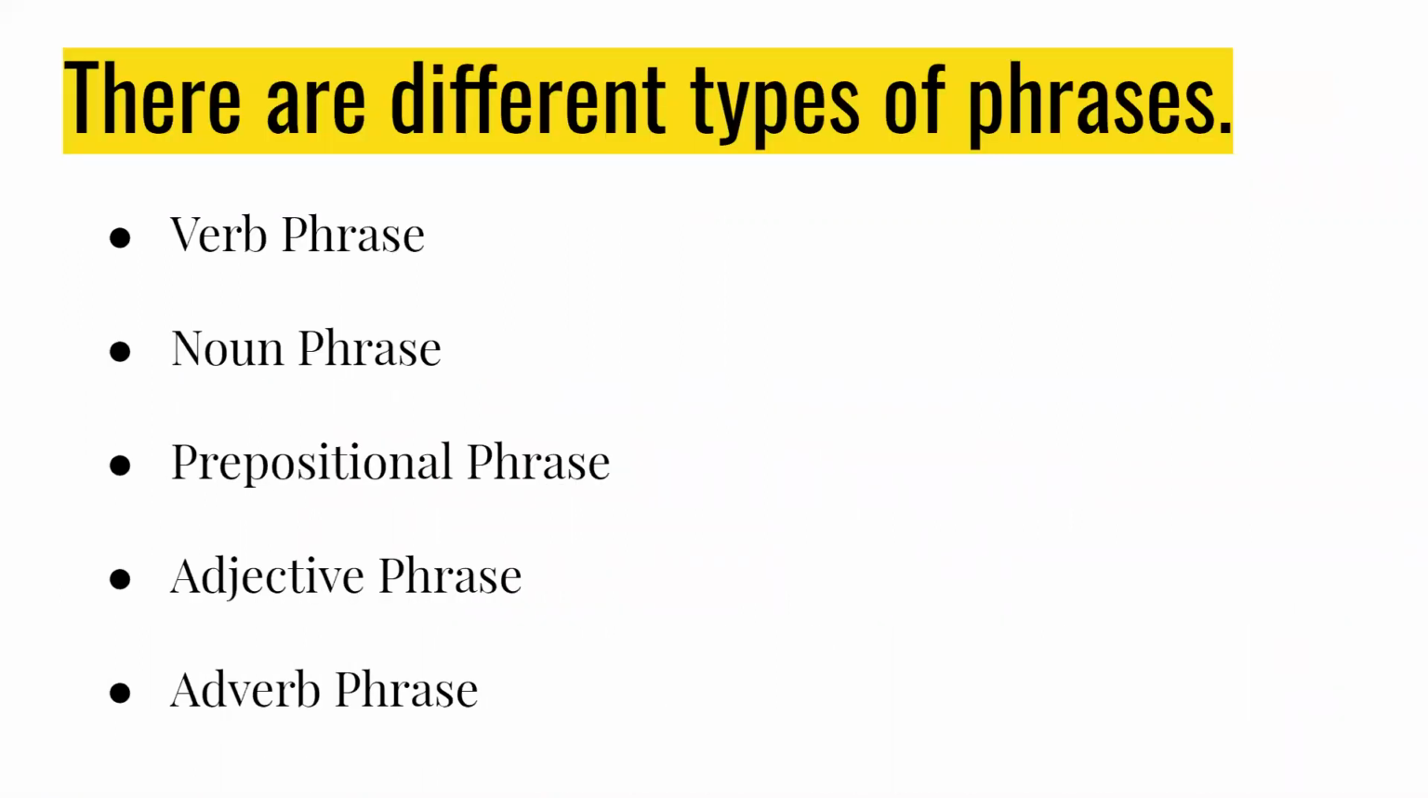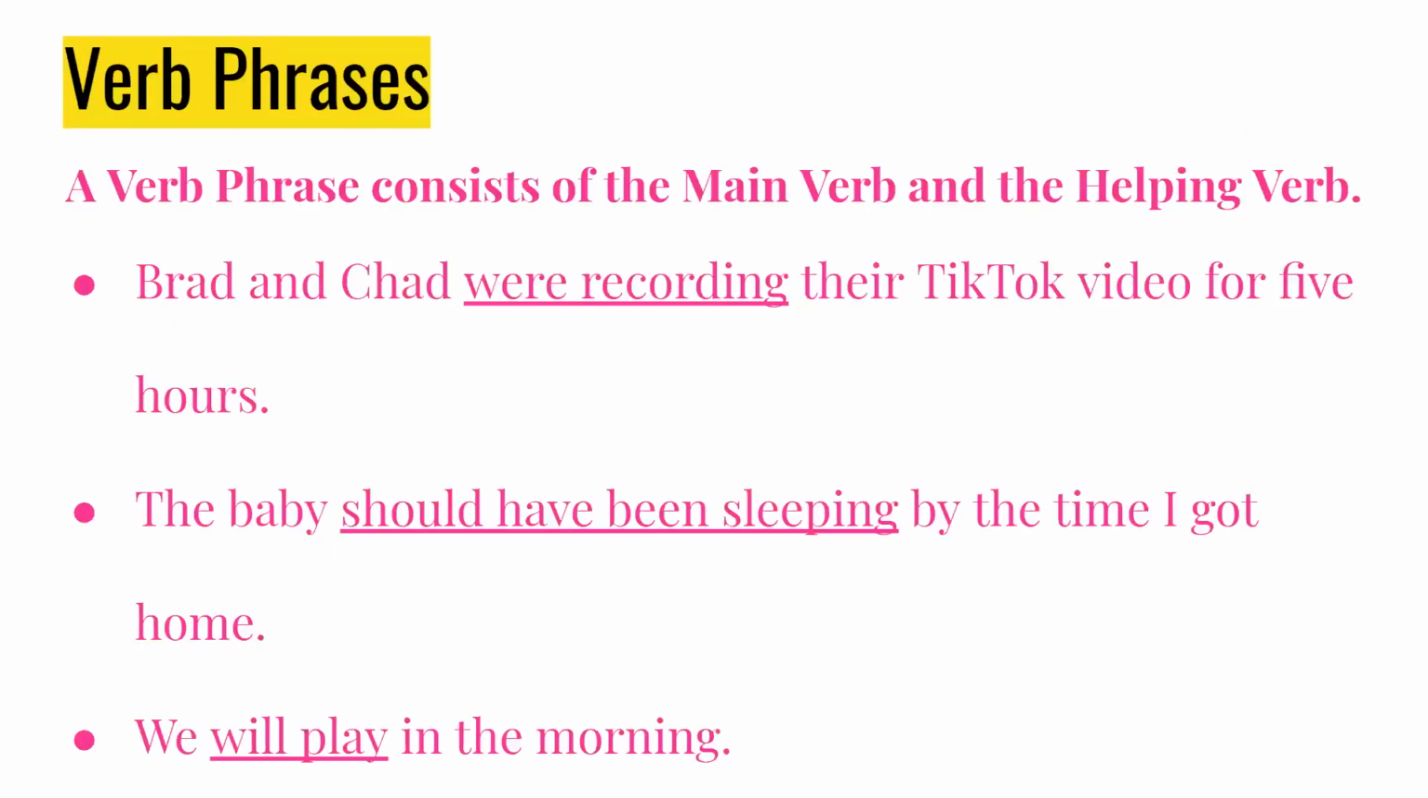There are different types of phrases, such as a verb phrase, a noun phrase, prepositional phrases, adjective phrases, or adverb phrases. A verb phrase consists of a main verb and the helping verb. The first sentence says, Brad and Chad were recording their TikTok video for 5 hours.